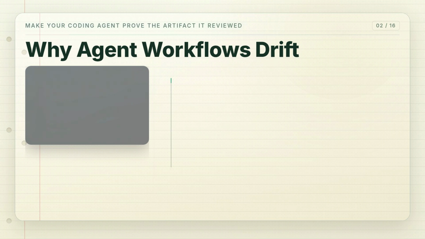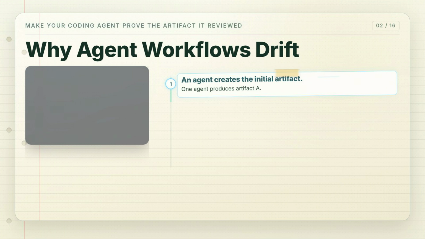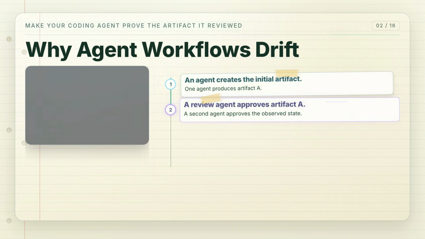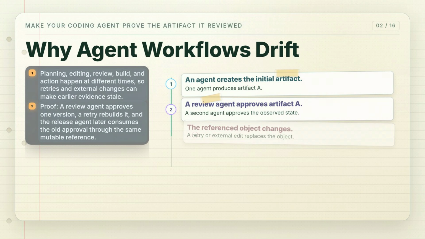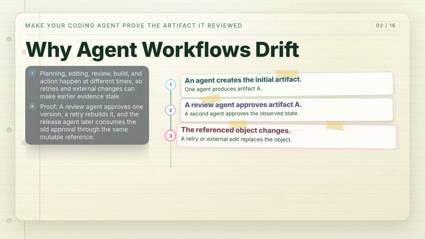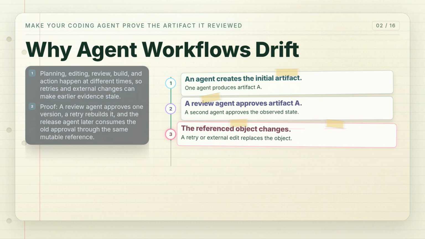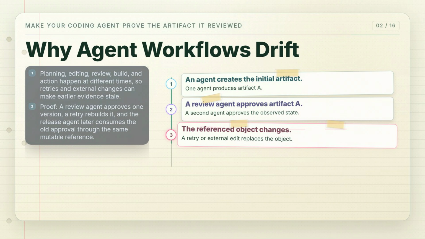An agent workflow behaves like a distributed system. One agent creates state. A second agent reviews that state. A later tool acts on it. Those observations occur at different times. Between review and action, a retry, cache restore, or external edit can replace the output while the old approval remains.